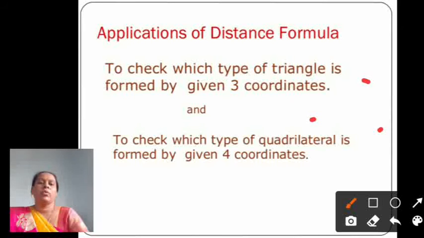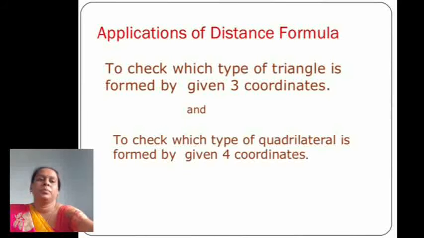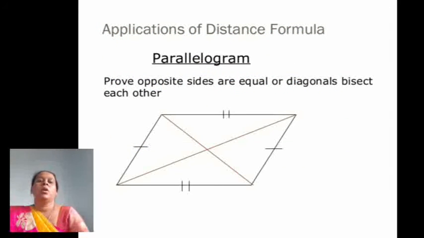Similarly, to check which type of quadrilateral is formed by given 4 coordinates. If any 4 points are given and they form a quadrilateral, then which type of quadrilateral is formed? For that you can use the distance formula again. Now specifically, how the quadrilaterals can be decided by using the distance formula, some properties you have to show here.